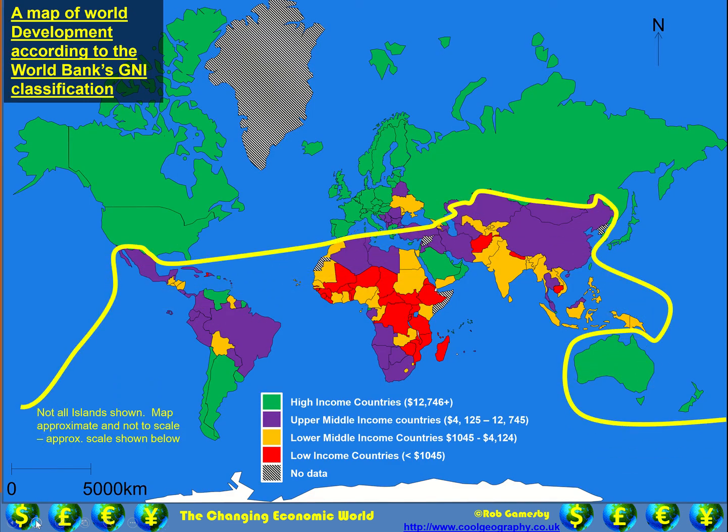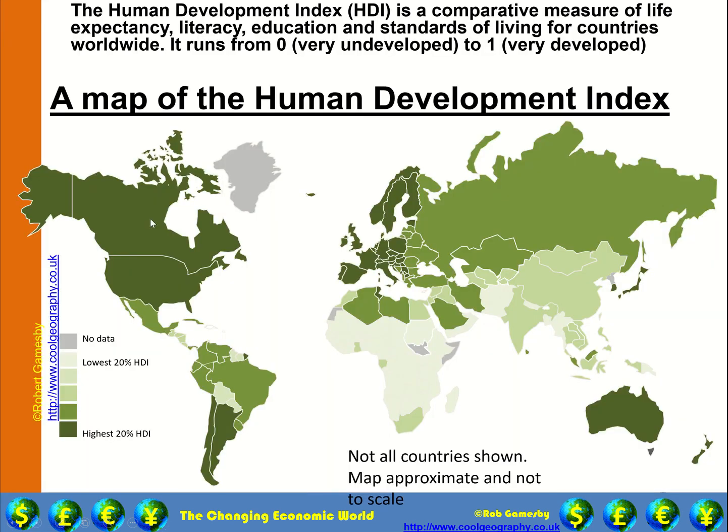The alternative is to graph the Human Development Index, which we can see on there. I've graphed it in quintiles or fifths or 20% chunks, and you can see there again which countries have high Human Development Index and which ones have low. That's another useful way of showing development, because you've got a comparative measure for life expectancy, literacy and education. So you've got economic and social factors.